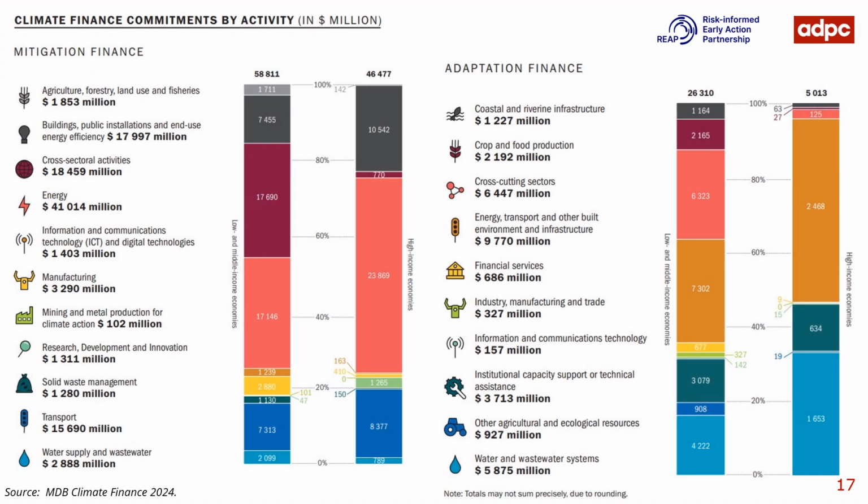This slide helps us understand what MDB climate finance is financing across mitigation and adaptation. Can you examine which sectors receive the maximum financing from MDBs for both mitigation and adaptation? Finance is often concentrated in sectors such as energy, transport, buildings, industry, and cross-sectoral investments. From the figure, it can be seen that not every sector receives equitable funding.